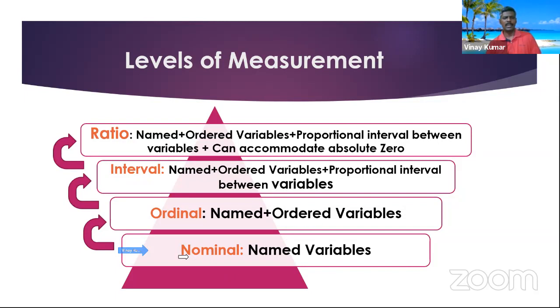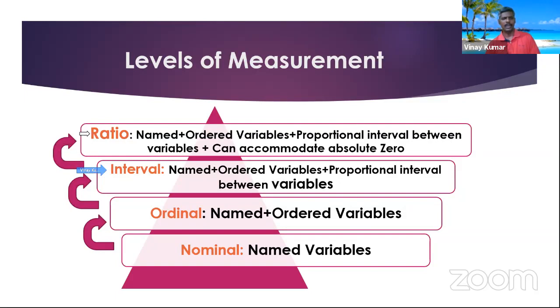As the name itself says, the nominal scale is just a named variable. We name the variable here to easily identify it. And then you have the ordinal scale. We not only name the variables here, but also we try to order the variables. And then you have the interval scale. We name the variables, we order the variables, and we also try to measure the proportionate interval between the variables.